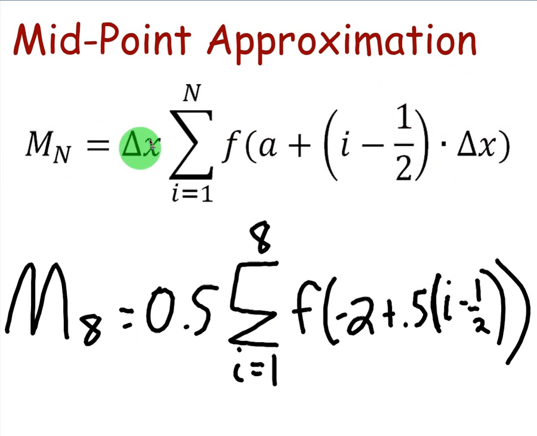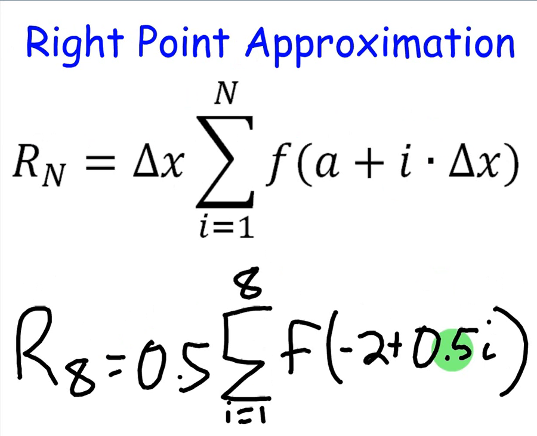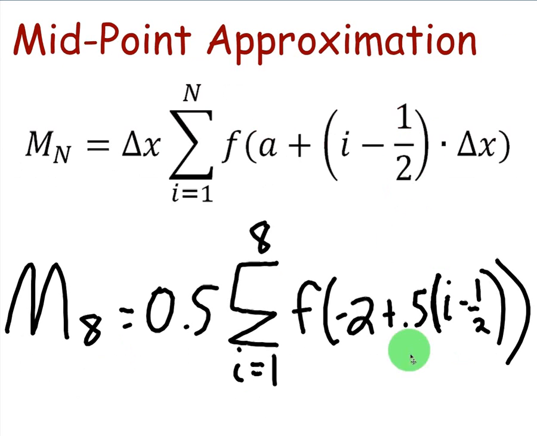The width of each rectangle is 0.5. When we have 8 rectangles, we still go from I equals 1 to 8. The only difference, again, between midpoint and left and right is instead of a plus I times change in x, it's I minus 1/2, and that creates our offset. So let's go back to our formula here for midpoint. A is going to be -2, so we're going to plug that in. Change in x is still 0.5. We're going to put that first, and then it's I minus 1/2.